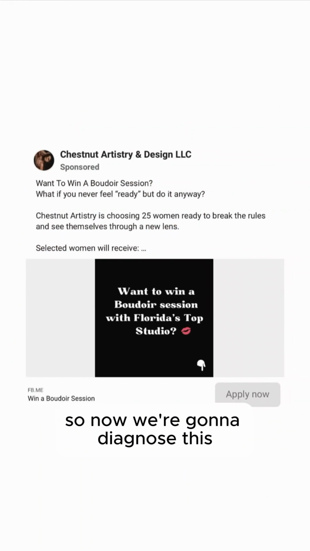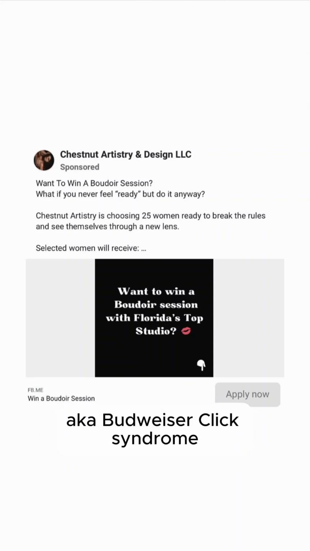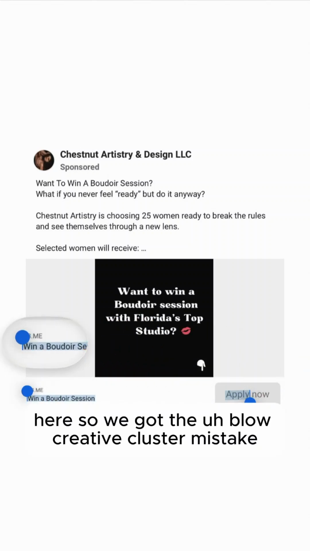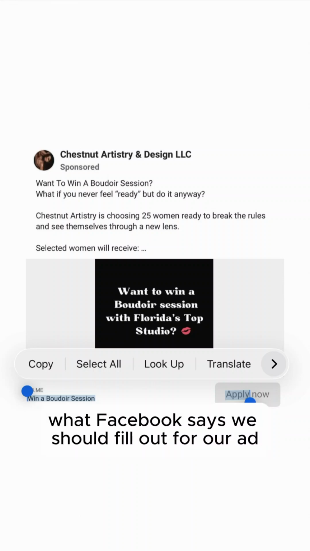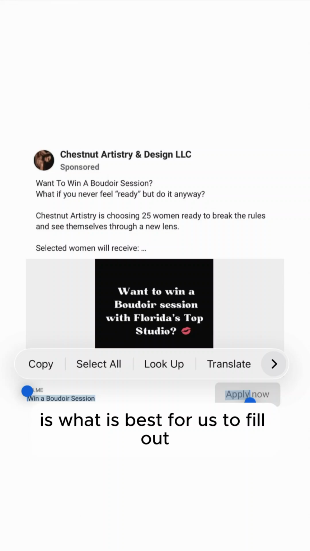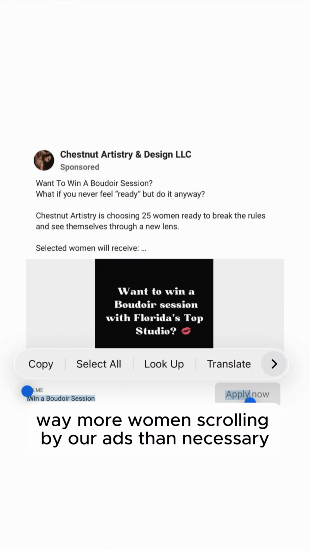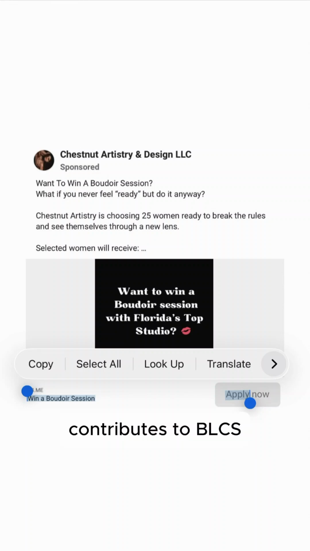Now we're going to diagnose this if we believe it has BLCS, aka Boudoir low click syndrome. So looking here, we got the below creative cluster mistake. The false belief that causes us to make this mistake is we're trusting what Facebook says we should fill out for our ad is what is best for us to fill out, but actually is best for Facebook. The consequence of this is way more women scrolling by our ads than necessary. And as a result, that pulls our unique CTR under 6%, contributes to BLCS.